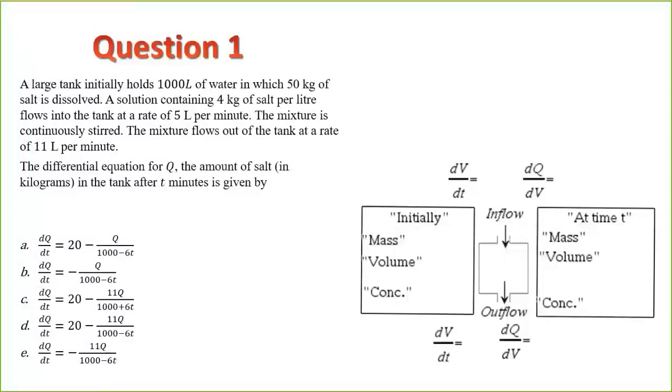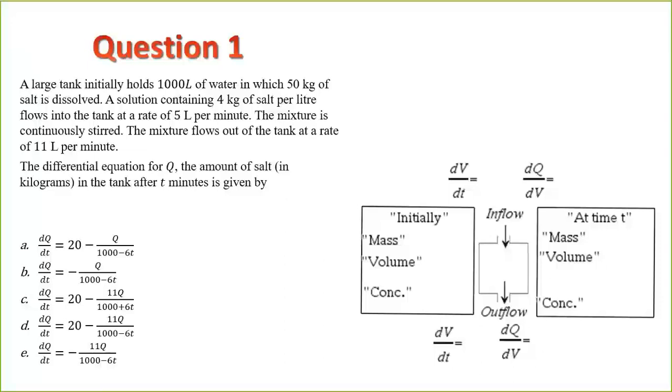Okay, so first question. We have a large tank that initially holds 1,000 litres of water, in which 50 kilograms of salt is dissolved. A solution containing 4 kilograms of salt per litre flows into the tank at a rate of 5 litres per minute. The mixture is continuously stirred, and then the mixture flows out of the tank at a rate of 11 litres per minute. Now, our job here is to try and construct our differential equation, which describes this system.